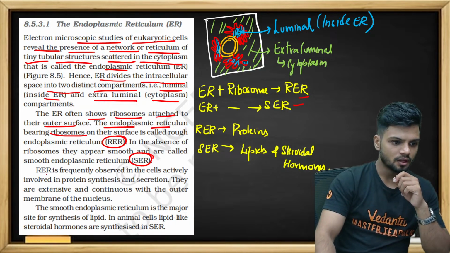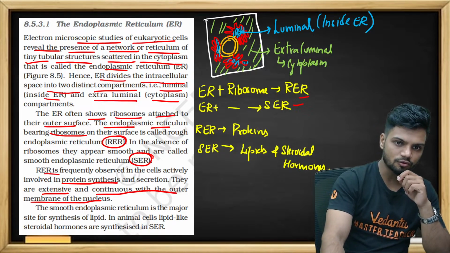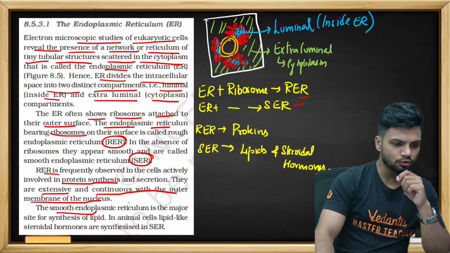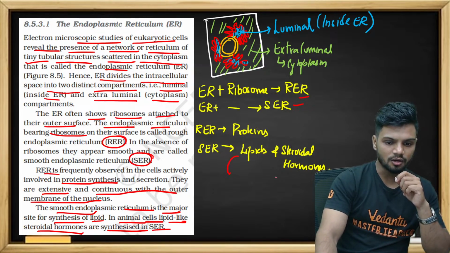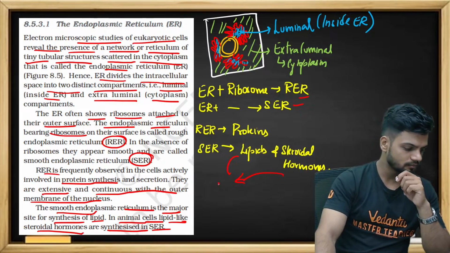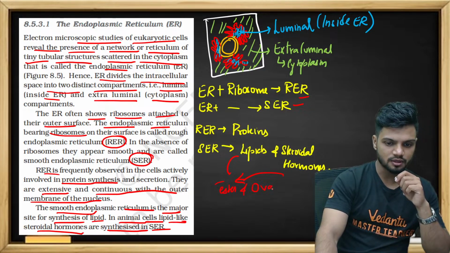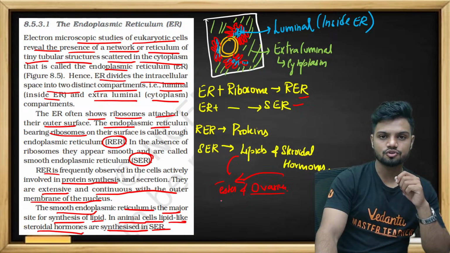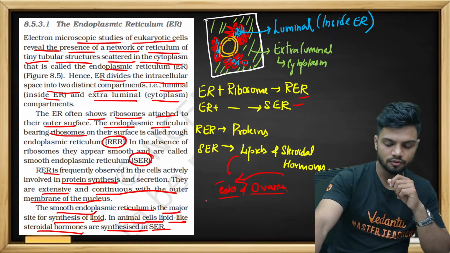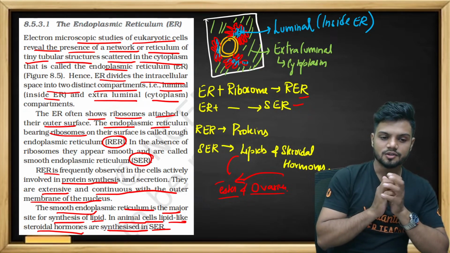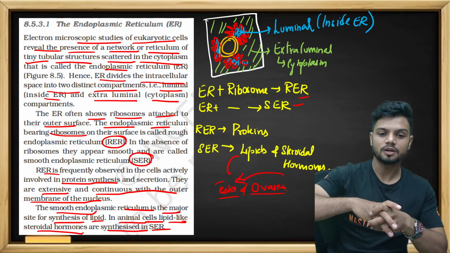Rough and smooth. Rough ER is involved in protein synthesis, and they are extensive and continuous with the outer membrane of the nucleus. The smooth endoplasmic reticulum is the major site for synthesis of lipids. In animal cells, lipid-like steroidal hormones are also synthesized by SER. The steroidal hormones I am talking about are those from the testes and ovaries, testosterone and estrogen. So remember the function, what is luminal, extraluminal, what is smooth and what is rough.